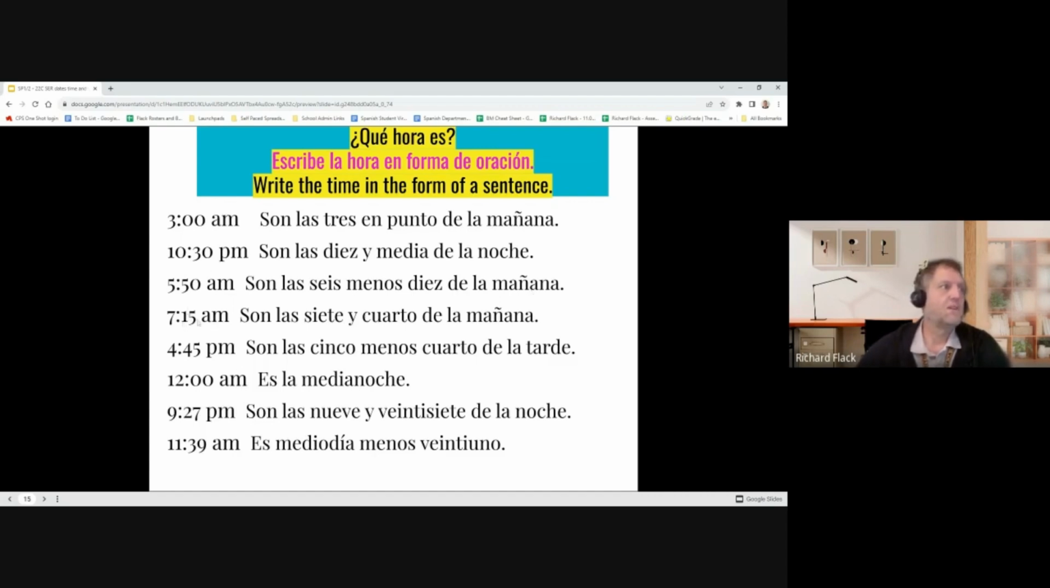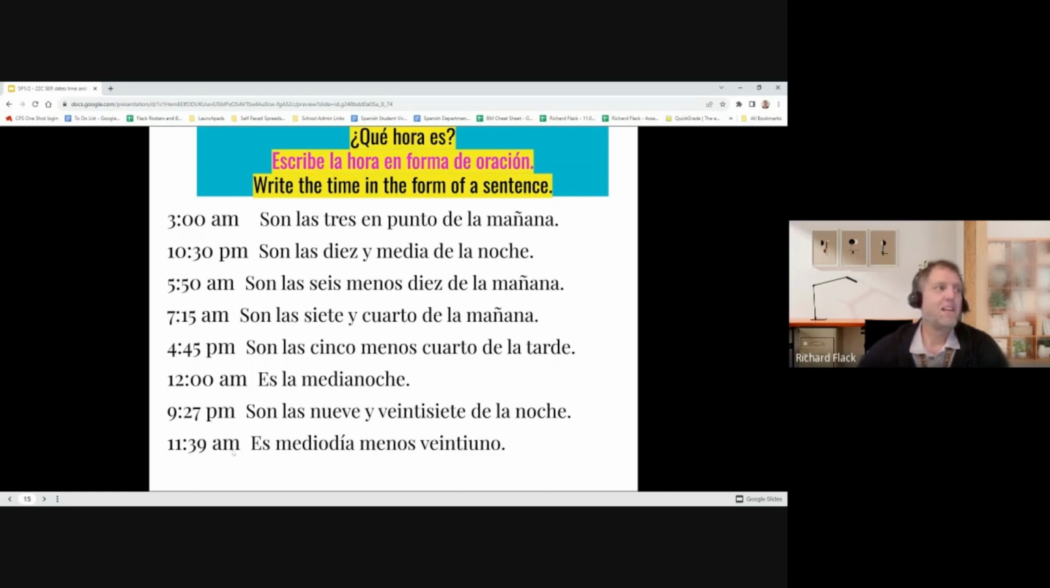7:15. So we have a special one. We're at the quarter hour. Son las siete y cuarto de la mañana. 7.25 hours. 4:45 p.m. So again, we're at a quarter mark, but we've got to subtract because we're past the 30. Son las cinco menos cuarto de la tarde. 12 a.m. That's midnight. Es la medianoche. 9:27 p.m. Son las nueve y veintisiete de la noche.